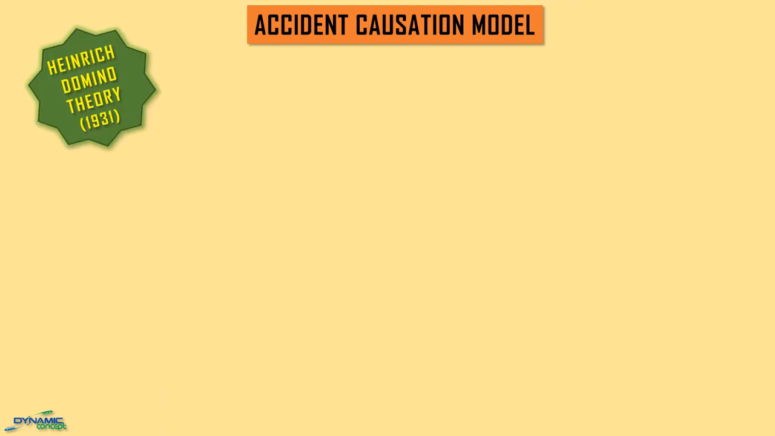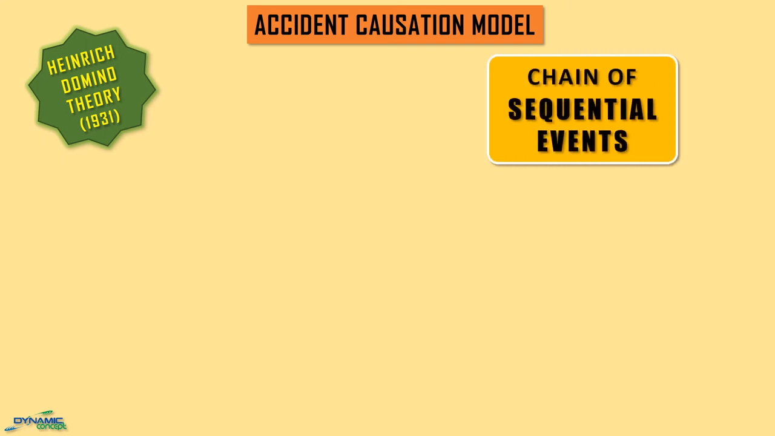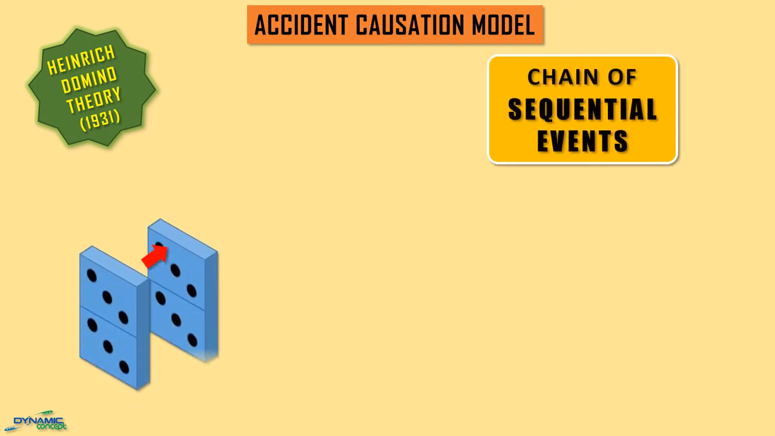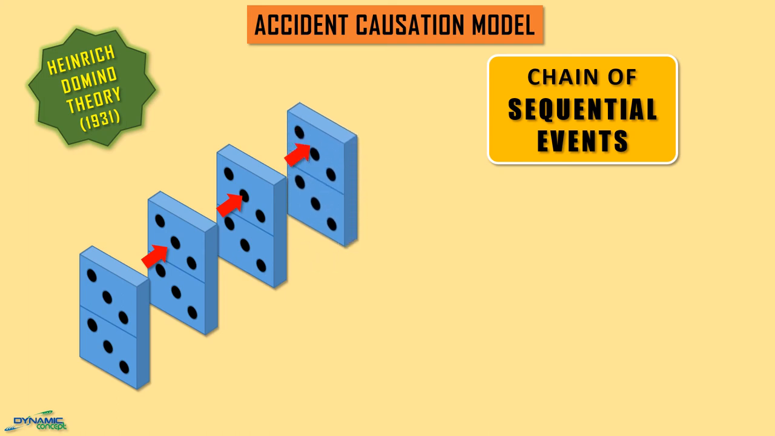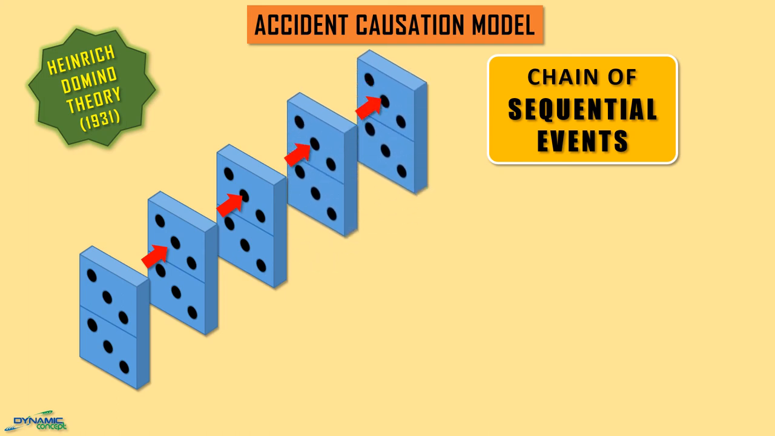In 1931, Herbert W. Heinrich presented a model known as the Domino Theory. This theory states that the accident results from a chain of sequential events, just like a line of dominoes falling over. When one of the dominoes falls, it triggers the next one, and the next one, and so on.